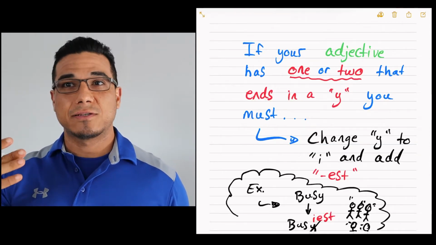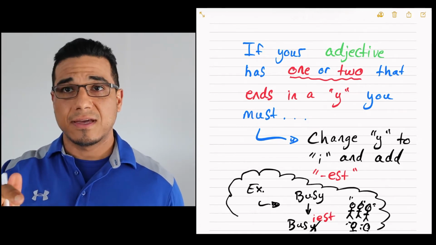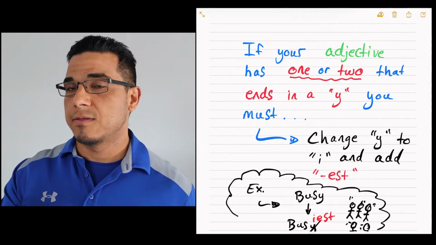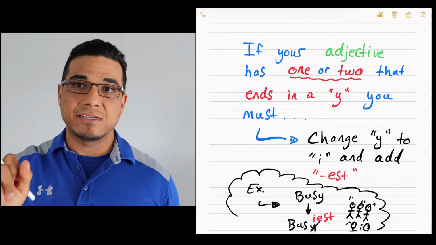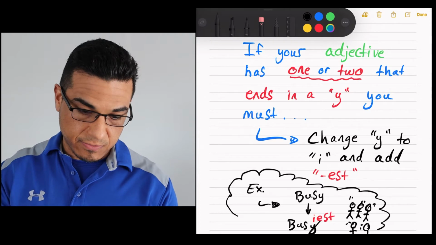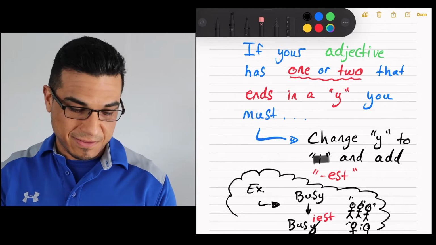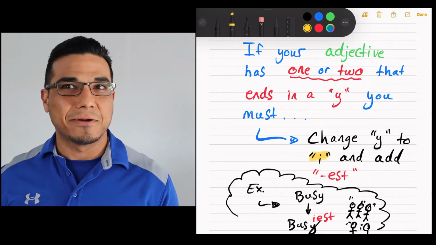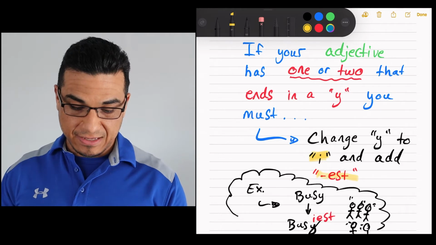All right, for our next rule, if your adjective, which you're trying to modify into its superlative form, has one or two syllables, and it ends in the letter Y, then what you're going to do is drop the letter Y and replace it with the letter I. Okay? I'm going to go ahead and highlight that. So you're going to change the Y to an I, and then you're going to add est.